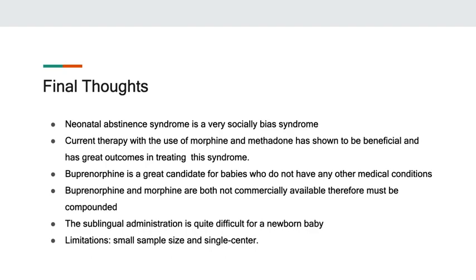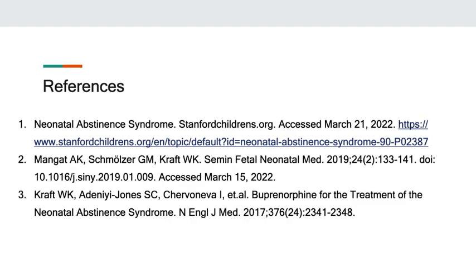And then the sublingual administration is just quite difficult for me. It's something that I just can't see done well in practice, seeing how difficult it would be to keep the pacifier in the baby's mouth and get that good contact time. Limitations that I saw in the trial were the small sample size, and also that it was a single-center design. So with that being said, here are my references.